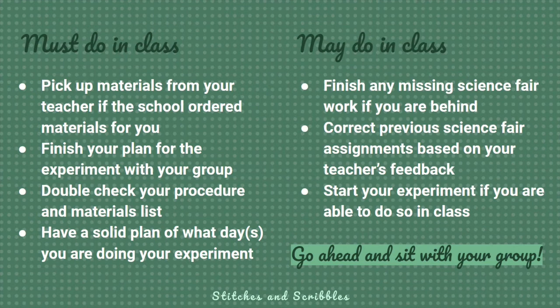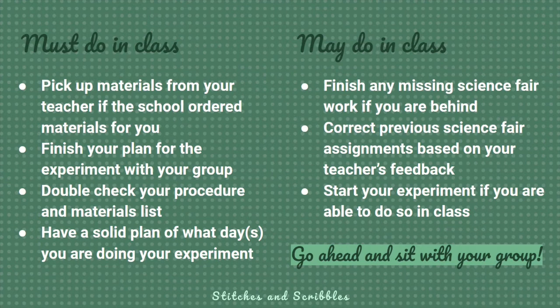The next thing that you must do in class is finish your plan for the experiment with your group. This means you should be talking over with your group, or by yourself if you're working alone, and figuring out where you are doing the experiment and who is responsible for each part. Are you meeting up at somebody's house? Are you each taking a different trial? How are you going to make sure that you're measuring things the same way?